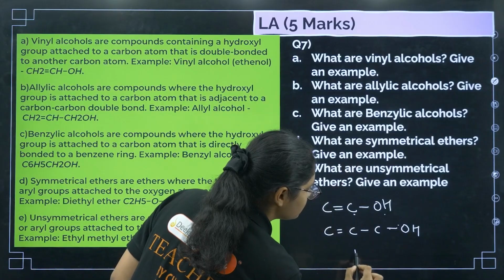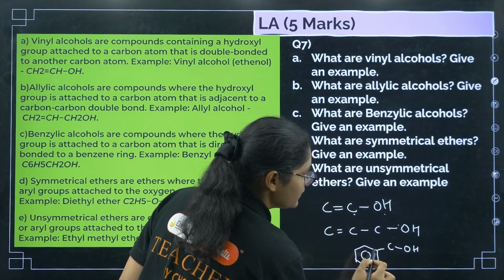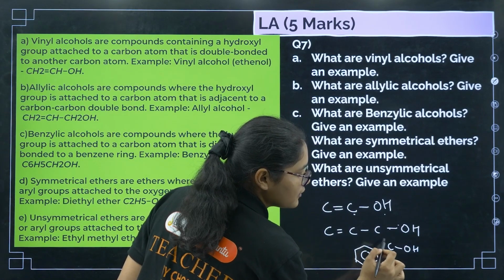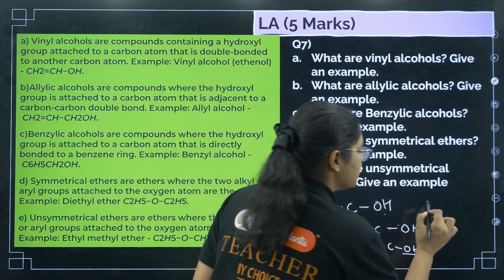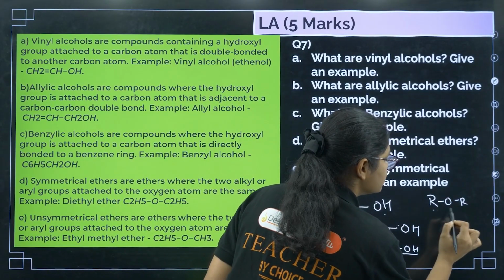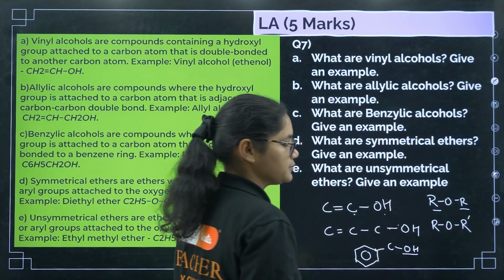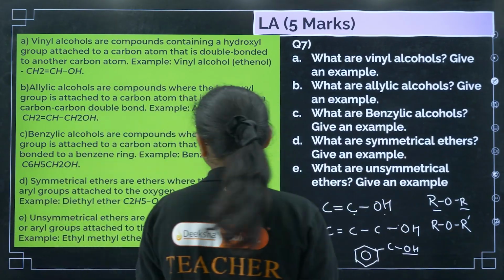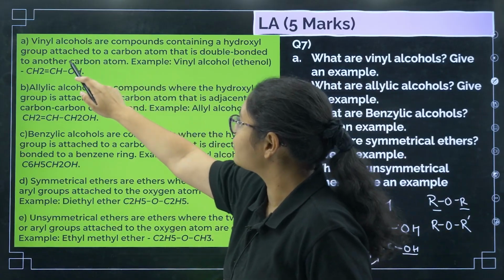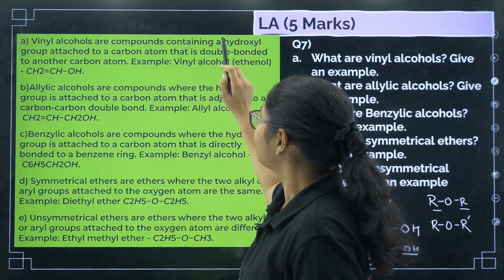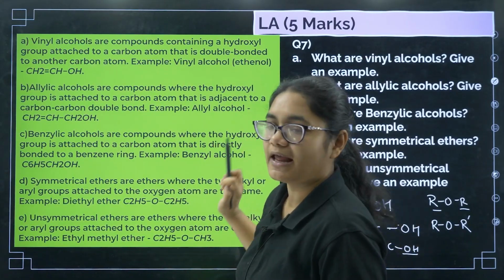Benzylic means you have a benzene ring, and OH is attached to a carbon which is attached to the benzene ring. Symmetrical ethers means if you have ROR, both sides are the same group. And unsymmetrical ether means ROR dash. So we will see examples here. Vinyl alcohols are compounds containing a hydroxyl group attached to a carbon atom that is double bonded to another carbon atom. Example is vinyl alcohol.